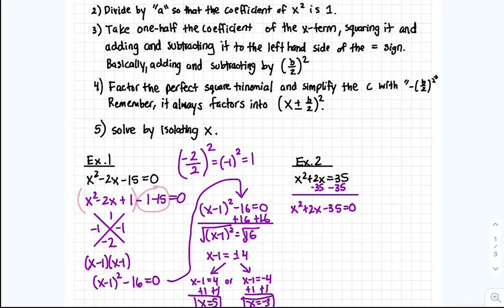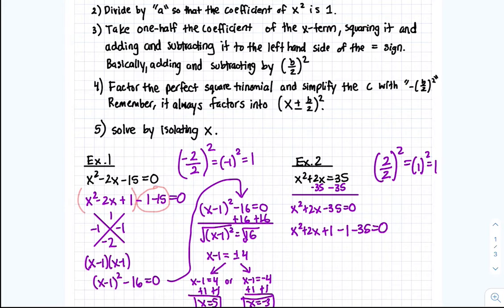Step 3. Half the coefficient of the x term and square it. So this is the coefficient of the x term, so we're going to half it, and then we're going to square that. 2 over 2 is 1, squared, and 1 squared is 1. So we know our term is 1, and it says add and subtract it to the left-hand side of the equal sign. So I'm going to have x squared plus 2x plus 1 minus 1 minus 35 is equal to 0.